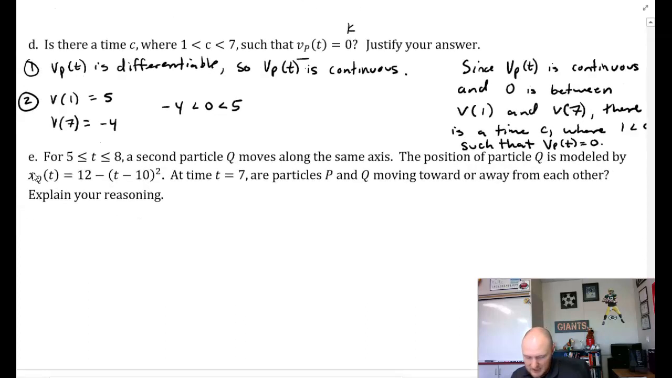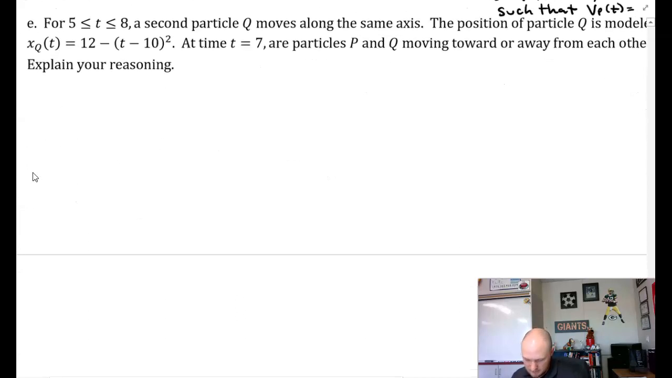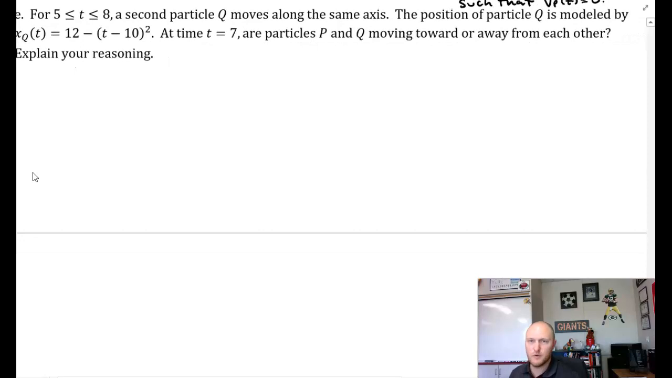Okay. Last question, E. And this one's a fun one. They say for 5 less than or equal to t less than or equal to 8, a second particle q moves along the same axis. The position of the particle q is modeled by x sub q of t, which is equal to 12 minus t minus 10 quantity squared. At t equals 7, are particles p and q moving toward or away from each other? Explain your reasoning.